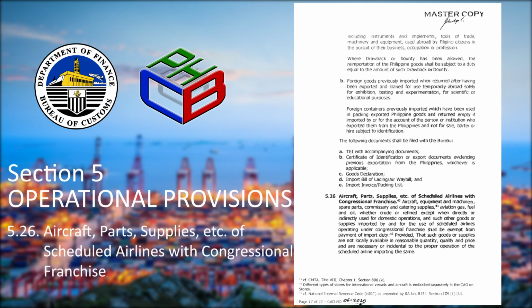5.26 Aircraft, parts, supplies, etc. of scheduled airlines with congressional franchise. Aircraft, equipment, and machinery. Spare parts, commissary and catering supplies, aviation gas, fuel and oil, whether crude or refined except when directly or indirectly used for domestic operations, and such other goods or supplies imported by and for the use of scheduled airlines operating under congressional franchise shall be exempt from payment of import duty, provided that such goods or supplies are not locally available in reasonable quantity, quality, and price and are necessary or incidental to the proper operation of the scheduled airline importing the same.